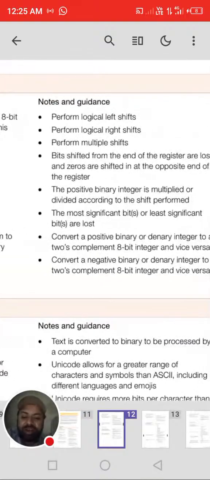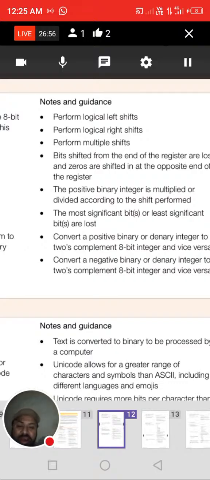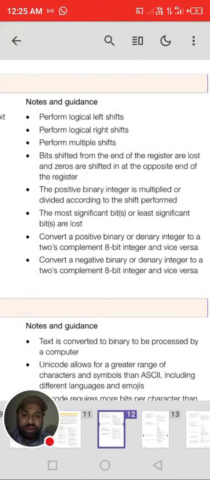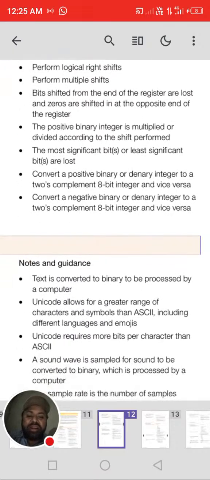I hope you have understood this concept in your elementary schools as well. Otherwise, if you don't know, don't worry. We will explain it to you in a better way. Convert a negative binary integer to a two's complement integer and vice versa.